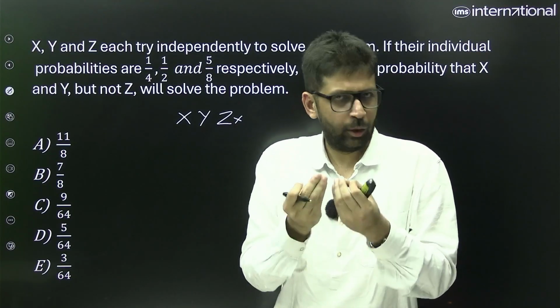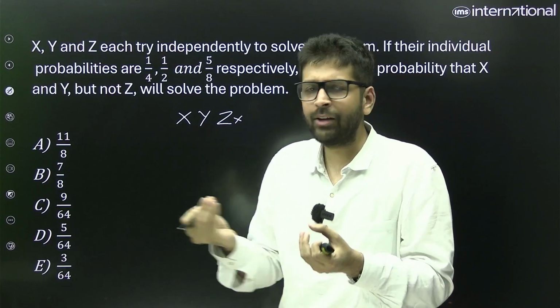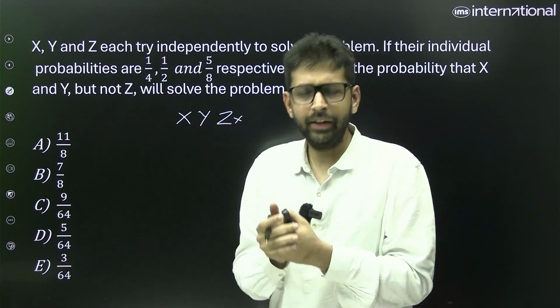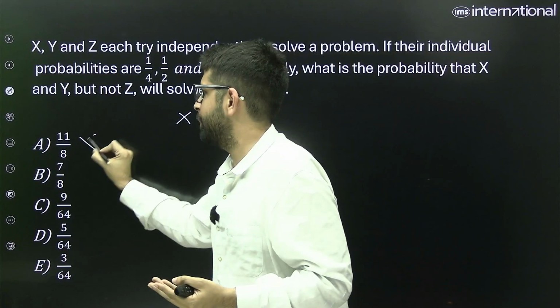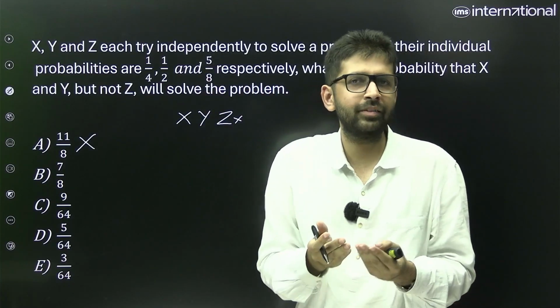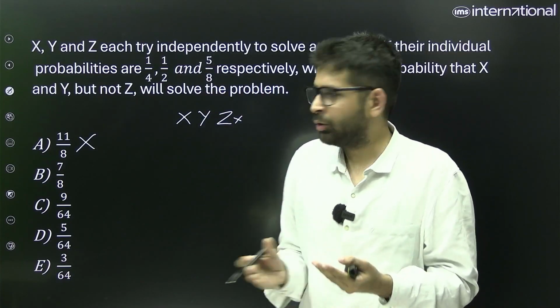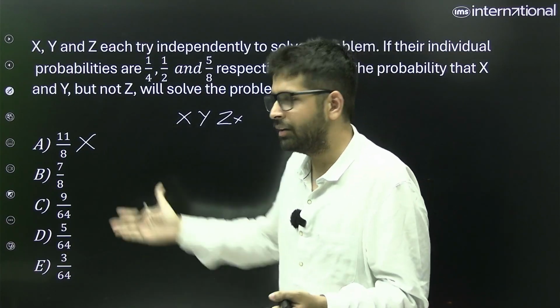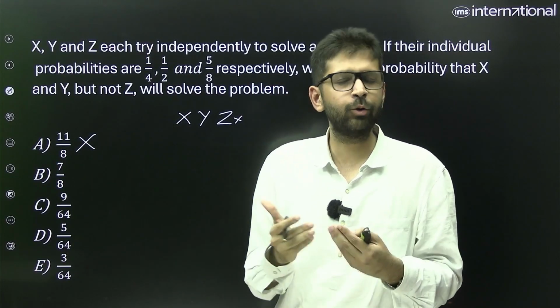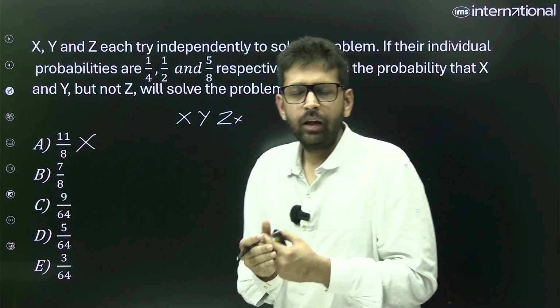Now, if you are thorough with your probability concept, it's actually a very simple one. Now, one thing is pretty sure, that option A cannot be the answer. Why is that? Because the probabilities can never be more than 1, right? So therefore, option A can be easily eliminated. The sad part is none of the other options can be eliminated using the same logic.